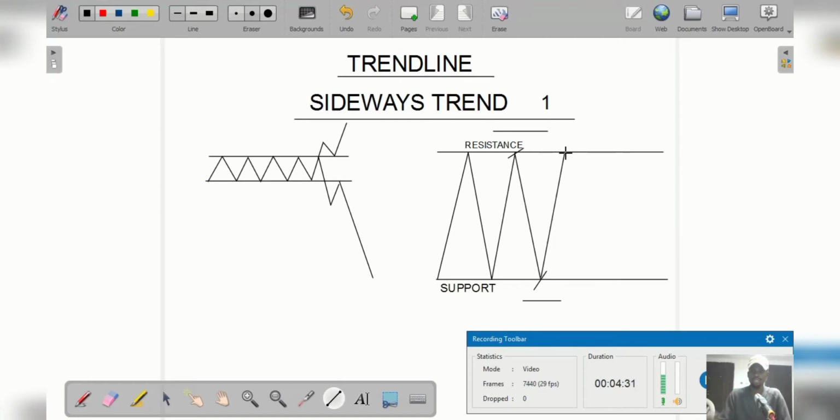So I think we are done. Let us check the chart and see if we can get one or two things.